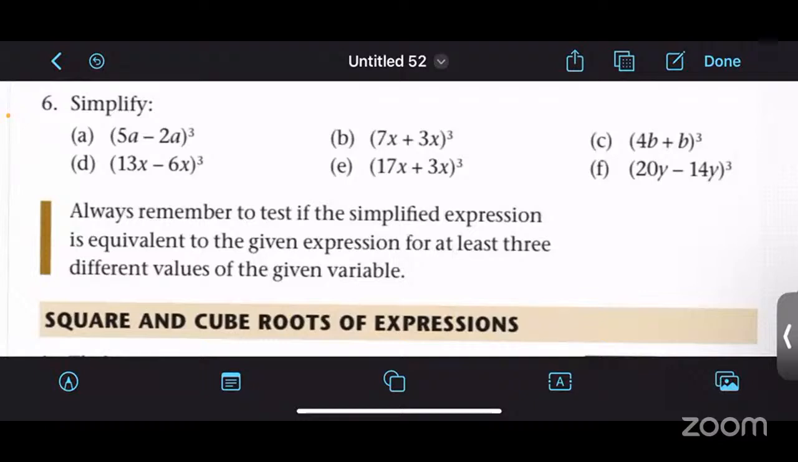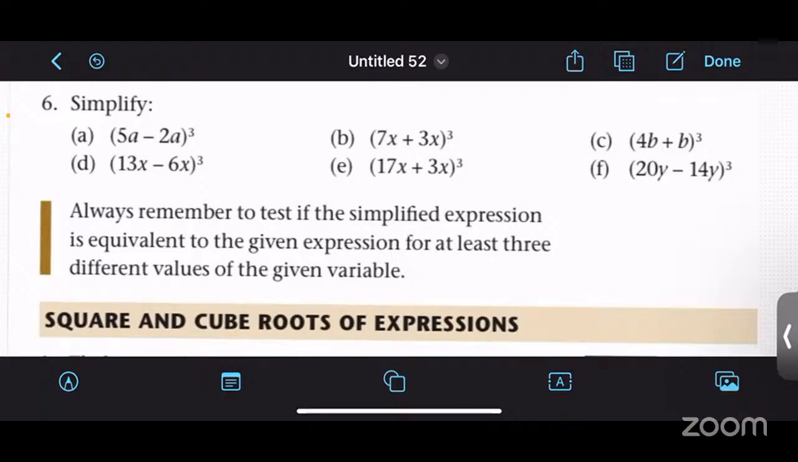Ma'am, may you please repeat who should answer the question? No, anyone can answer. You can answer it as well. Okay, ma'am, I'll answer it. Ma'am, should I tell you the answer or how I got it? How you got the answer.